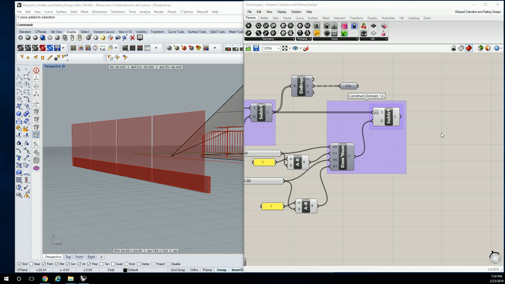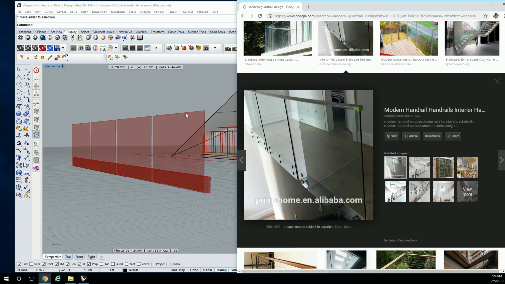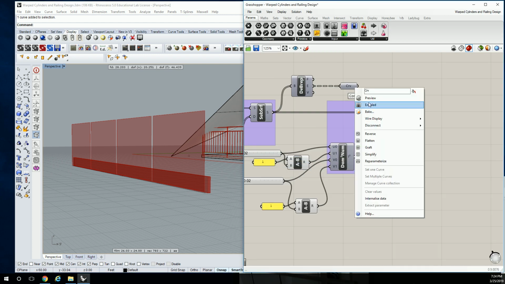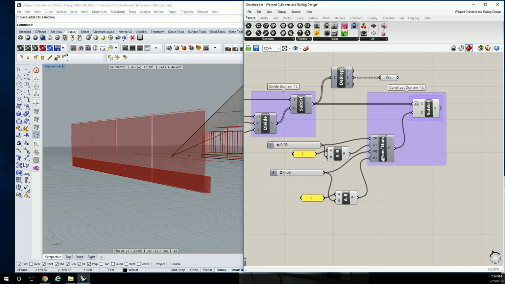Okay, so we are constructing geometry, then we're deconstructing geometry, then we're reconstructing geometry into something else. So the lecture I just gave you was about the fact that we used construct domain squared to reduce the size of these panels from their original frame, which was this, right? So it shrunk it down a little bit.